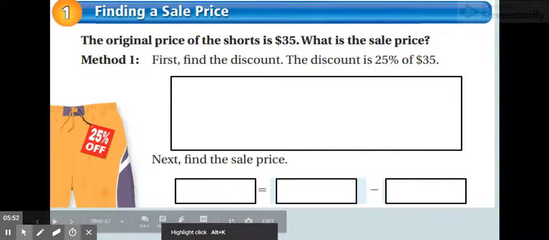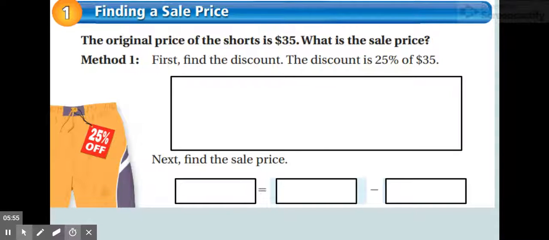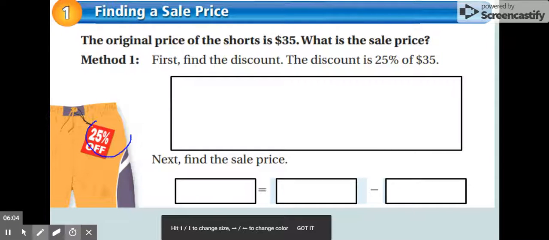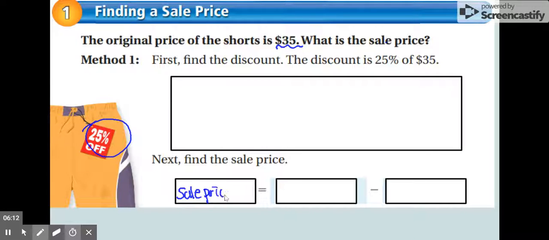First example, we're going to find a sale price after 25% discount. Everyone says 25% here, right? So 25% off. All right, so now the original price was $35. What is the sale price? So basically the sale price is, you're going to find the discounted price from the original price, right? The tag price, original price. So I need you to copy it down. Sale price is basically original price minus discounted amount, right?